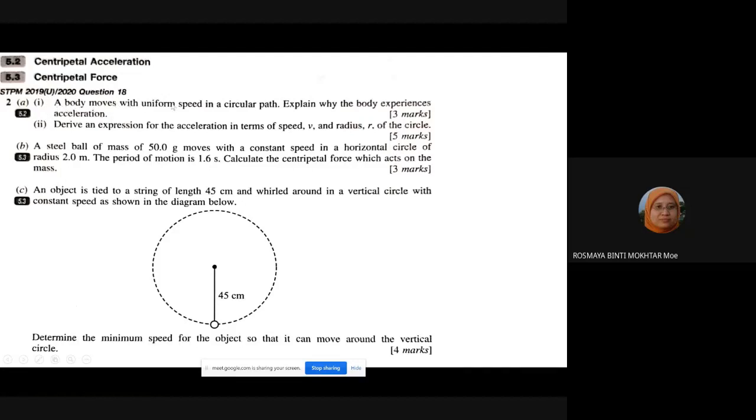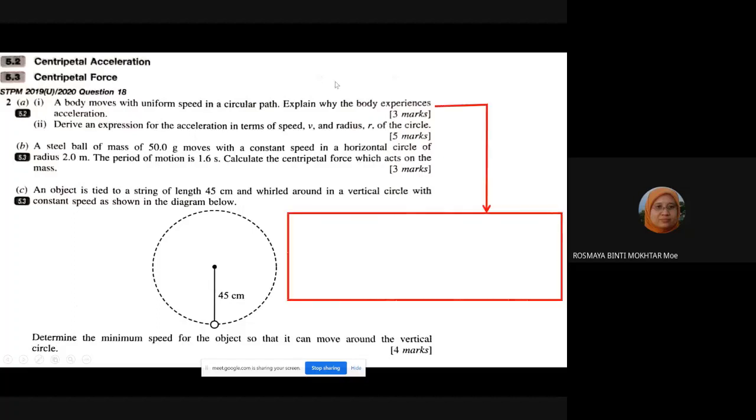A body moves with uniform speed in a circular path. Explain why the body experiences acceleration. Okay, so how to solve this? Why does the body experience acceleration? In a circular path, acceleration is towards the center. So first point: the direction of the motion changes.